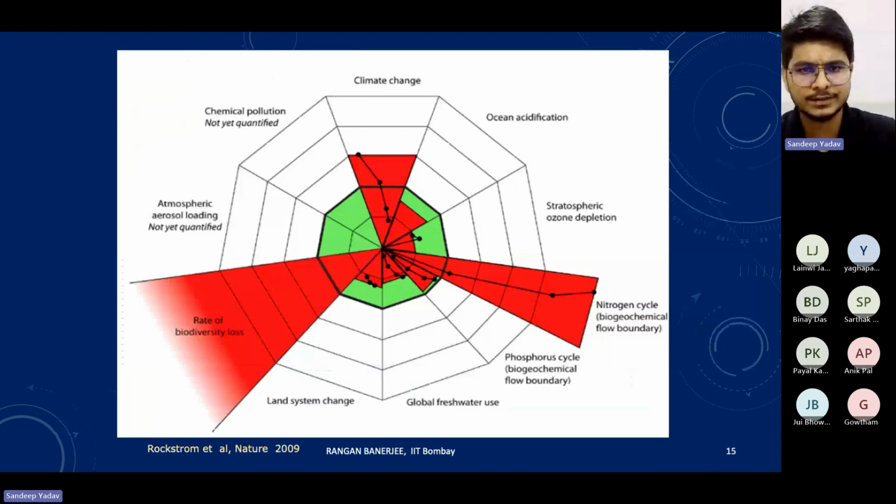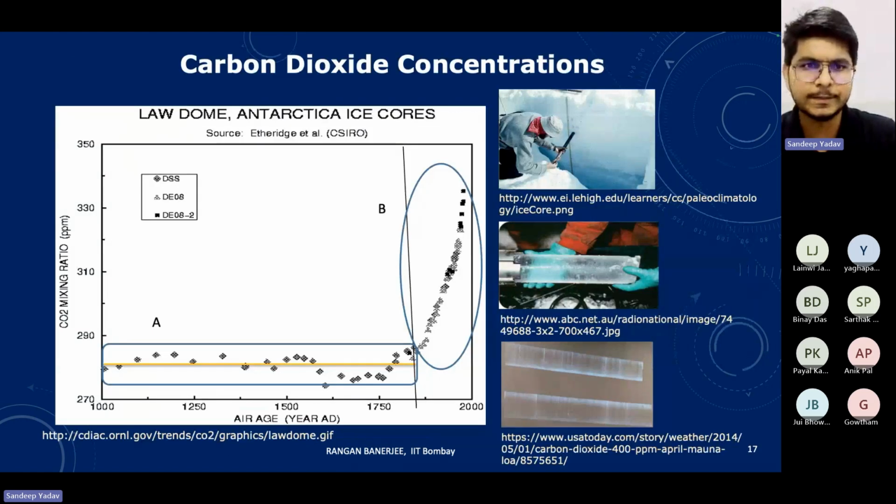Now going ahead. These are all the theory parts that are excellently explained. I will not go through it.